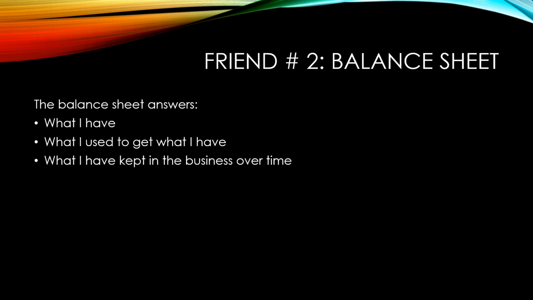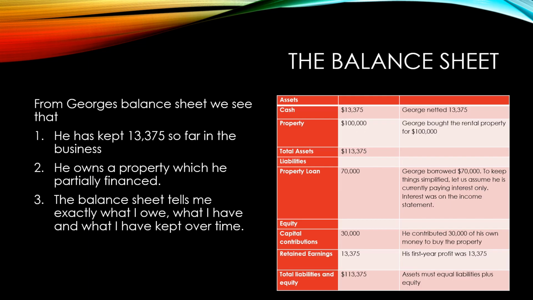So now let's look at friend number 2, which is our balance sheet statement. It answers what I have, what I used to get what I have, and what I've kept in the business over time. So we can see the balance sheet statement on the right. We can see cash is $13,375, which is the amount George netted. We can see the property was $100,000. Those are the only 2 assets George had. For simplification purposes, I am not taking into account depreciation.